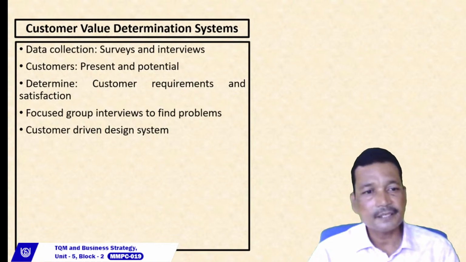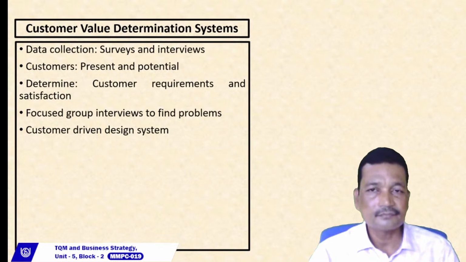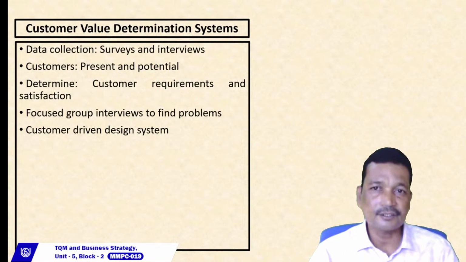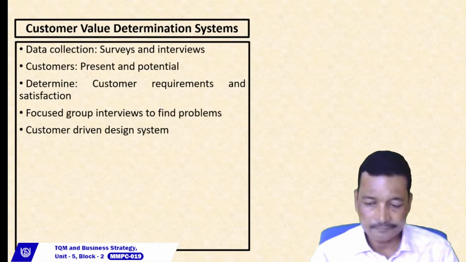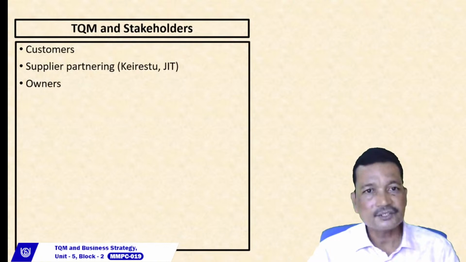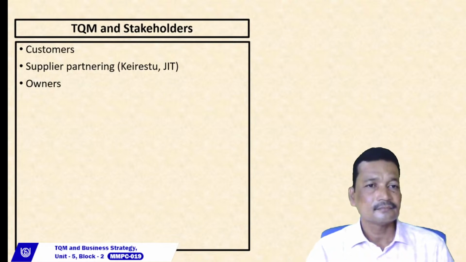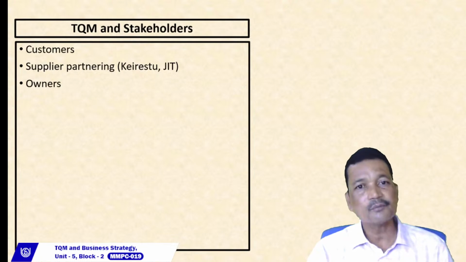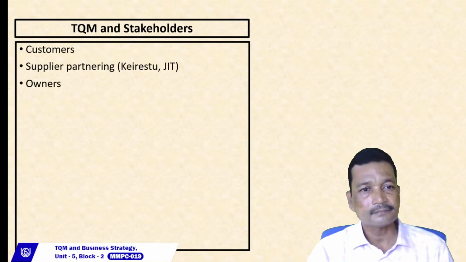Now this customer value determination system has to be designed so as to enhance the customer value. The TQM and stakeholders. Who are the stakeholders of an organization? The customers. Yes, for whom we are producing the item or the organization has been set up.